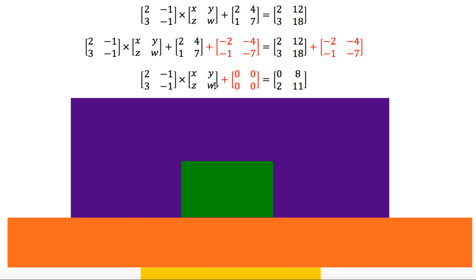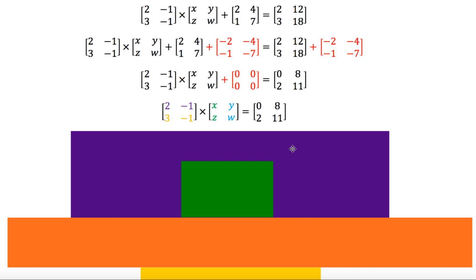And so we know now anything plus its identity is going to be itself. And so we'll be able to be left with this multiplication problem here, and on the right hand side I added my different numbers and got 0, 8, 2, 11. So now we're left with this multiplication problem, and we have 2, negative 1, 3, negative 1, and I have x, y, z, w, and we know this is equal to 0, 8, 2, 11.